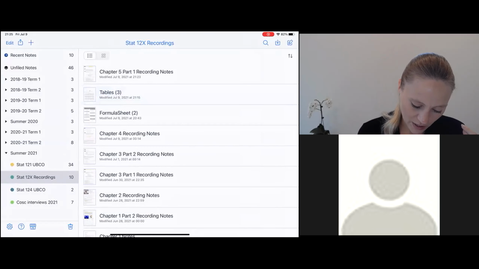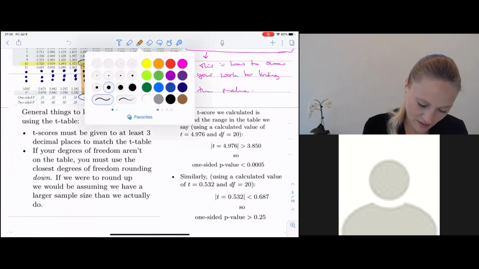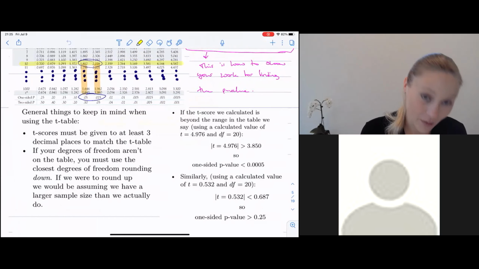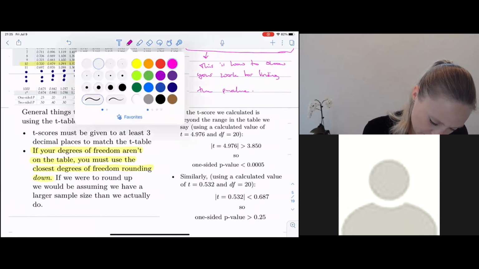Right, and so I do want to highlight this because it's going to come up and I will get questions about it. And maybe if I do this, I won't. No, I will, but it's okay. By rounding down.